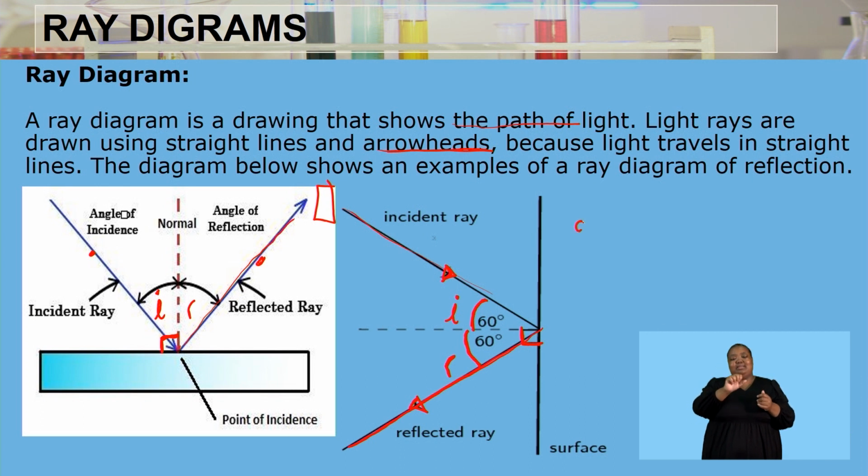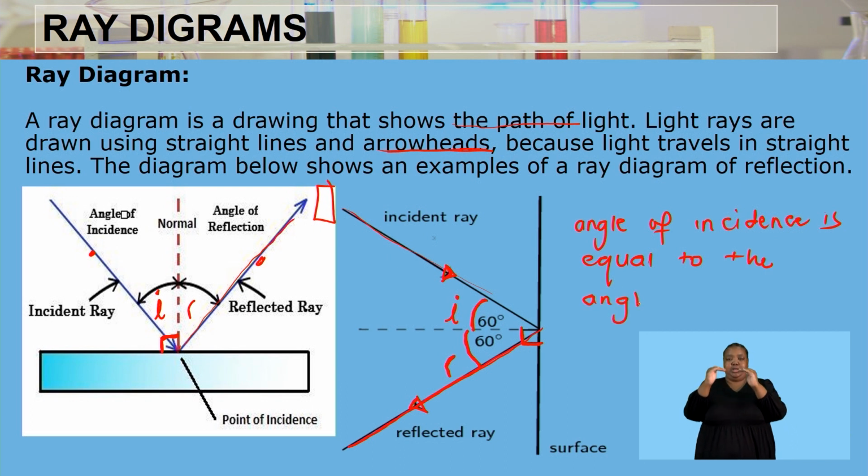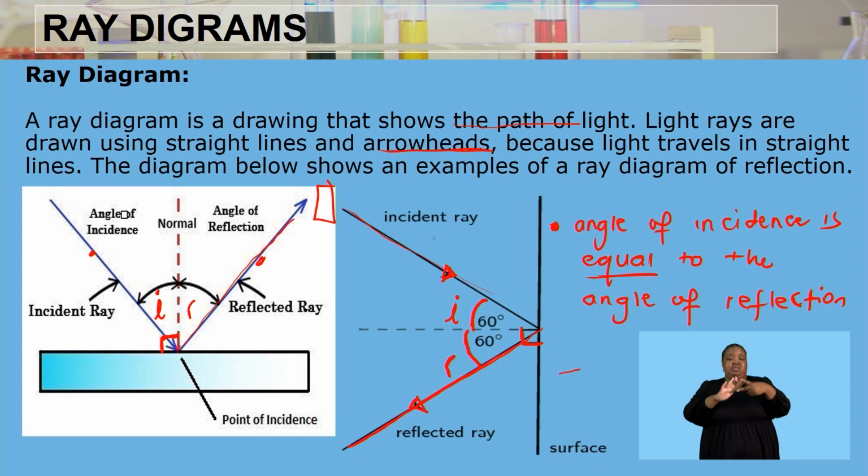So the angle of incidence is equal to the angle of reflection. So this is what we always need to keep in mind, that these two angles that we can measure through the help of the normal line, those two angles are always going to be equal.